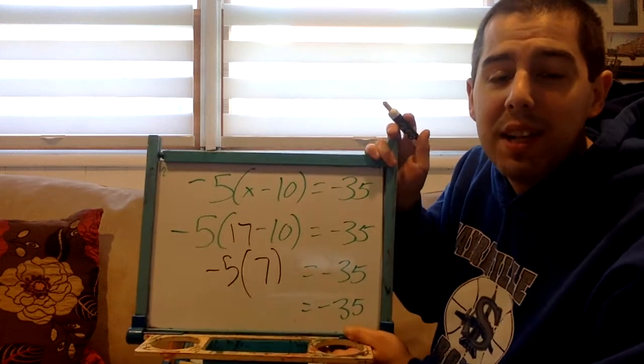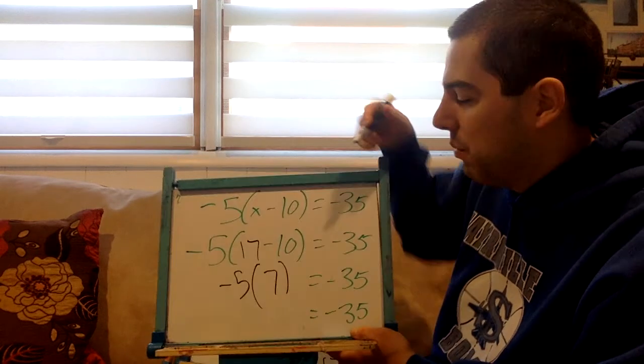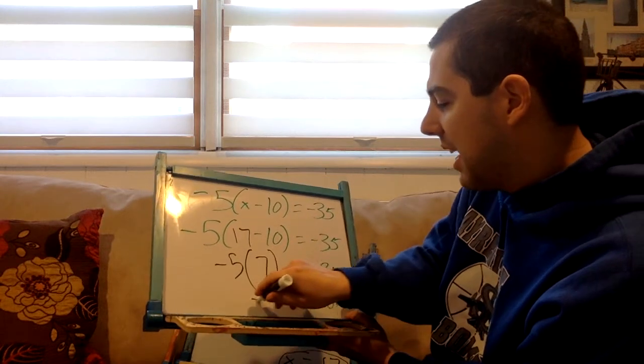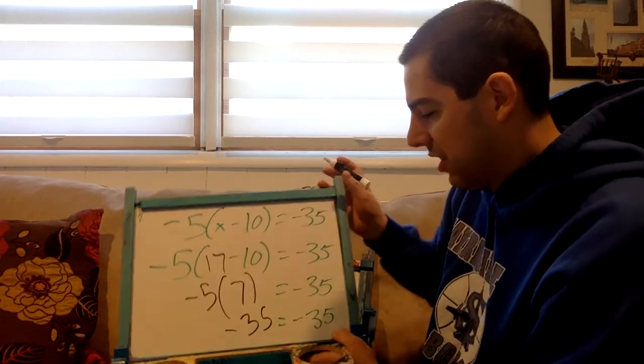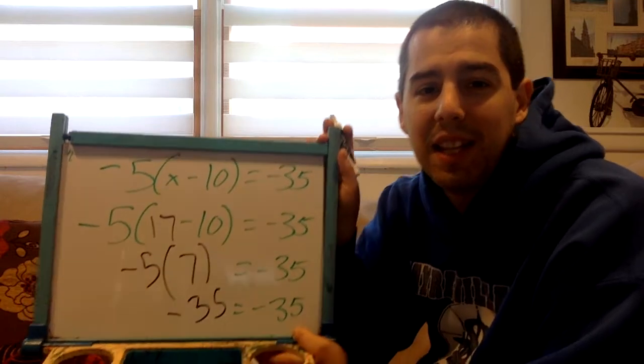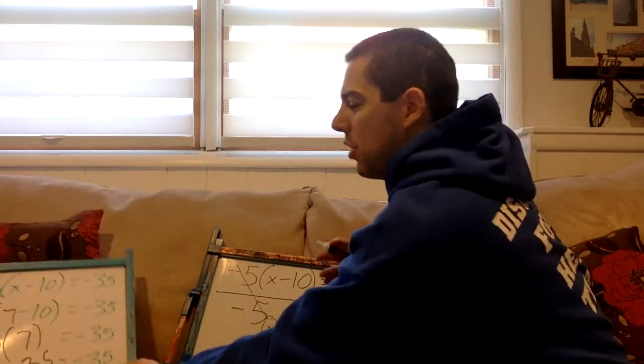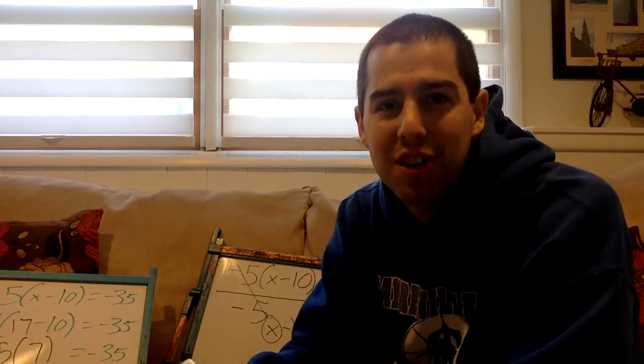Okay. So -5 multiplied by 7. We have different signs, so you get a negative. And 5 times 7 is -35. So the left side and the right side of the equation are equal to each other. So that means our solution is correct and our check step worked.